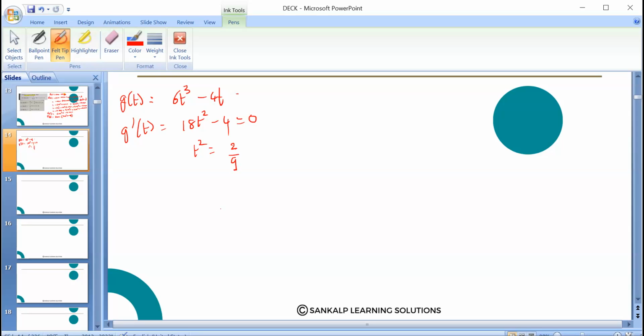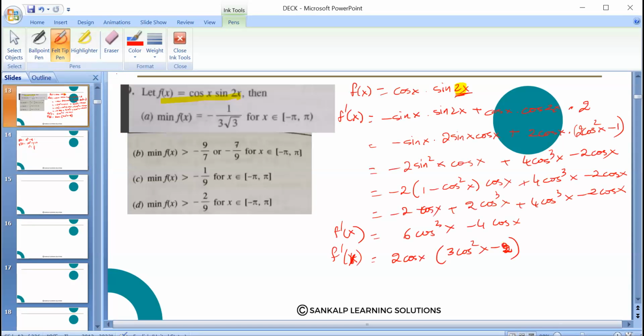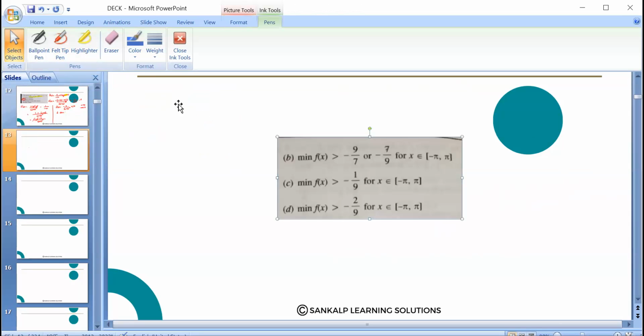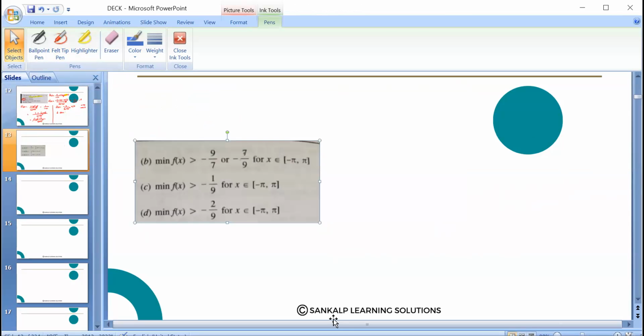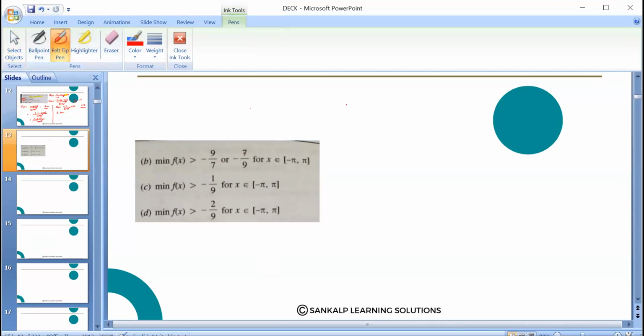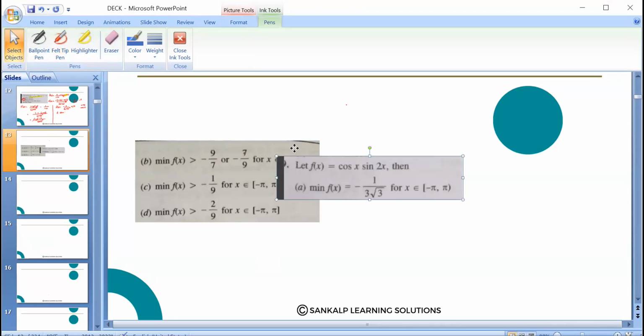I don't think in this method you will get the answer easily. So we'll do one thing. We will use a different method. I'll put the question again, because this method is becoming more and more complicated. So I'll find an easy method.